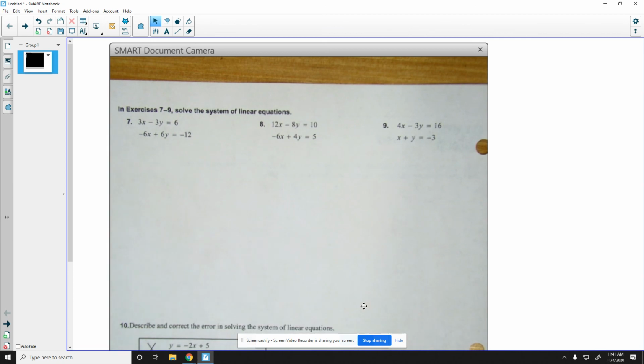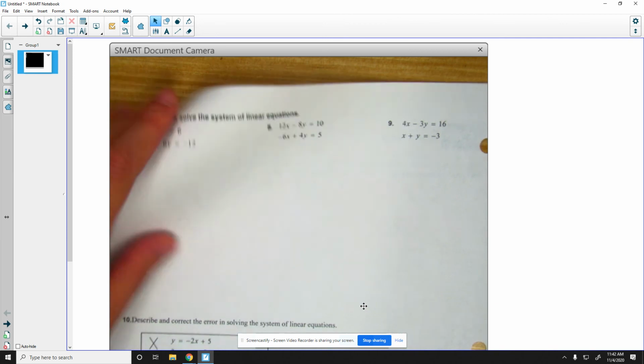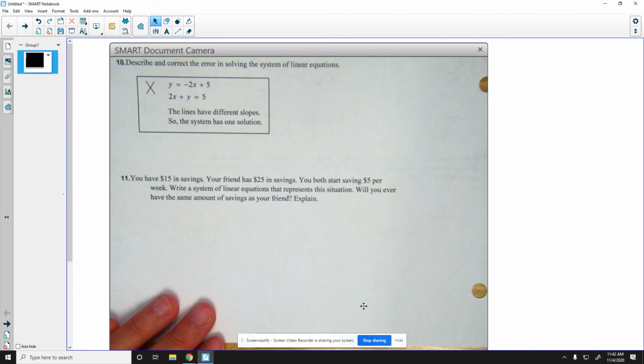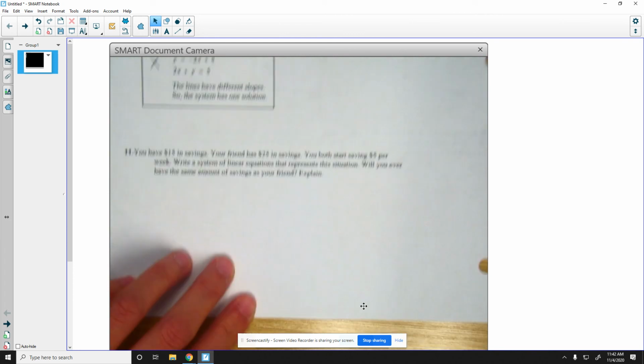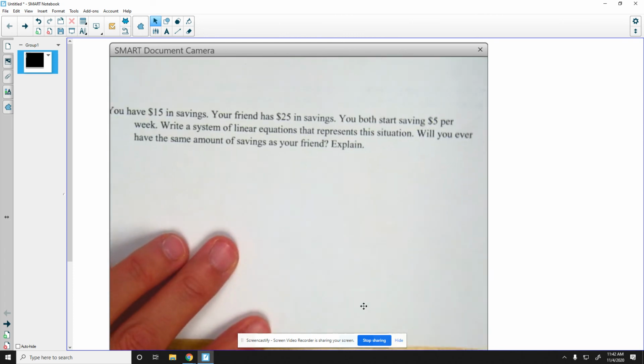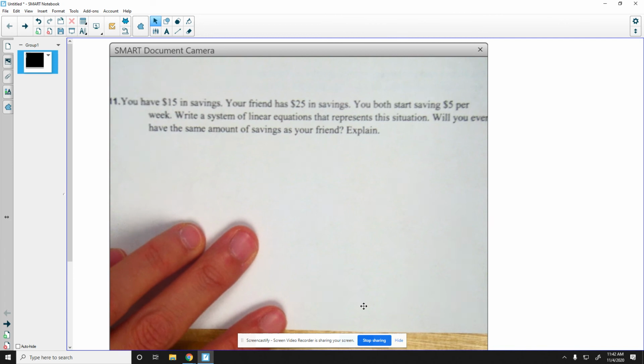Okay, backside, 7, 8, 9, solve it however you want to. Just make sure you show some sort of work and then get your answer. And then 10 and 11. Okay, do you want to do 11 together or do you think you can do it by yourself? All right, if you feel like you can do it by yourself, ignore me, okay? Start with number 1 then. But for those of you who want to do it together, then let's do it together.